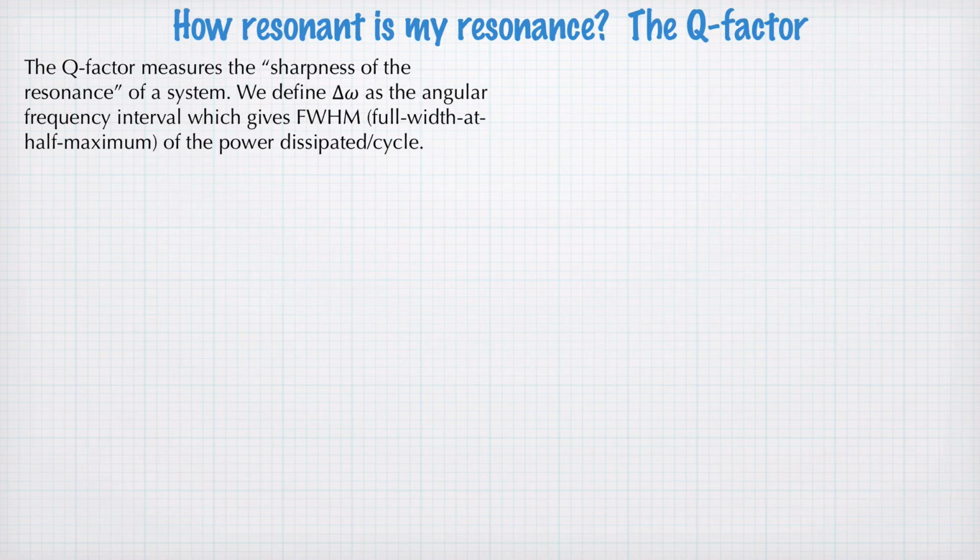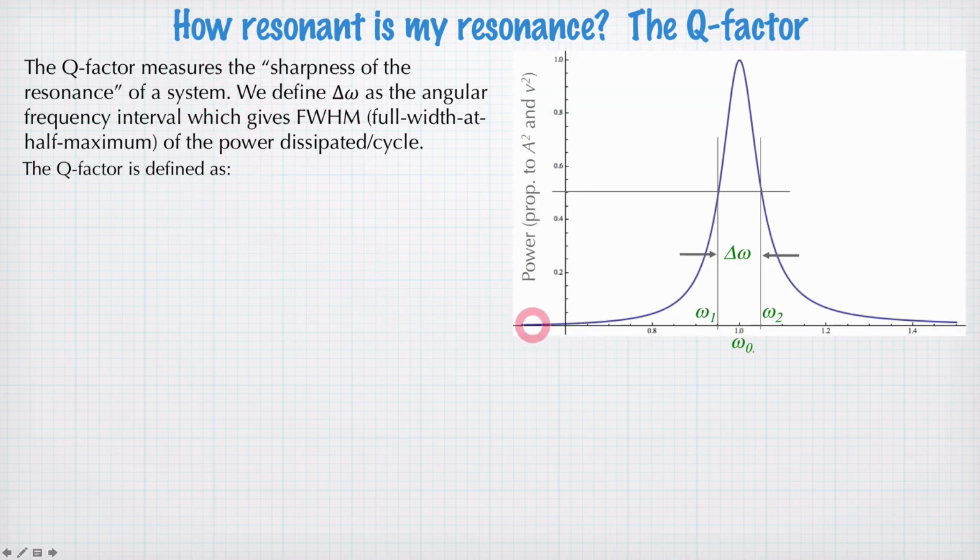Now we're going to ask the question, how resonant is my resonance? And this is an introduction to the concept of a Q factor. The Q factor measures the sharpness of a resonance of the system. So let's think about a curve here where we're driving a resonator, and we're increasing the driving frequency until we hit resonance here. This is the resonant frequency. We go past resonance and the response drops.